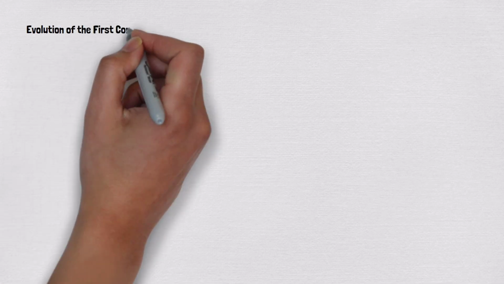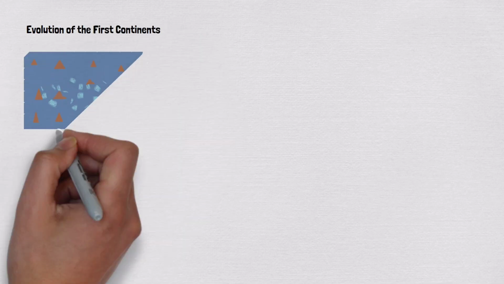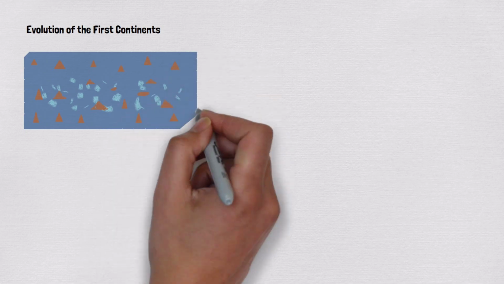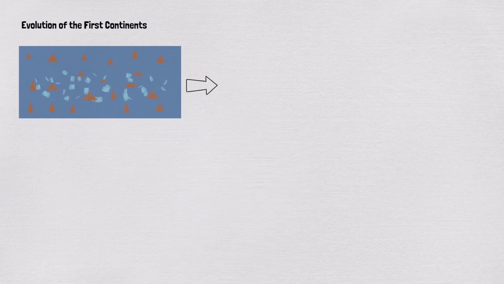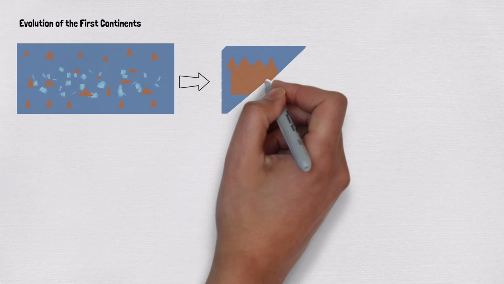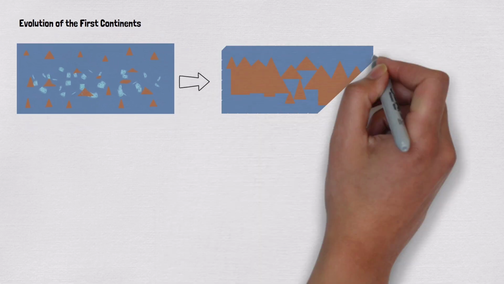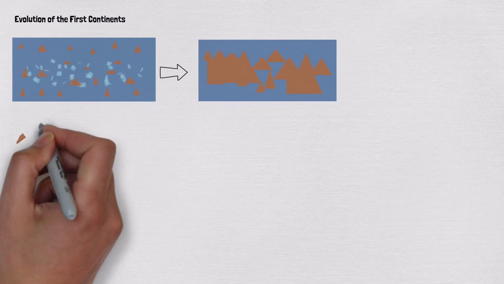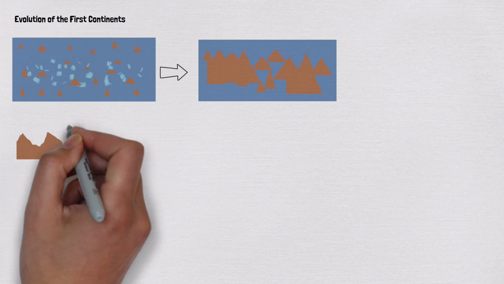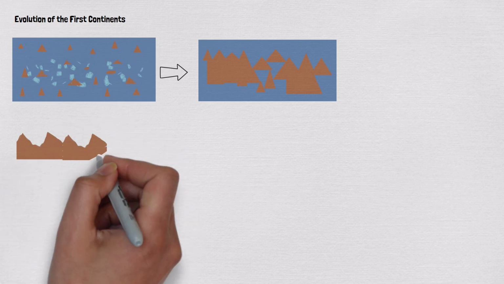Evolution of the first continents, cratons. In the early periods of Earth's history, the first continents appeared as small, scattered islands on the surface. These islands, known as cratons, were older, stable parts of the continental crust that separated from other parts of the crust over millions of years and were recognized as the building blocks of the first continents. These cratons gradually merged together, leading to the formation of the first continents.